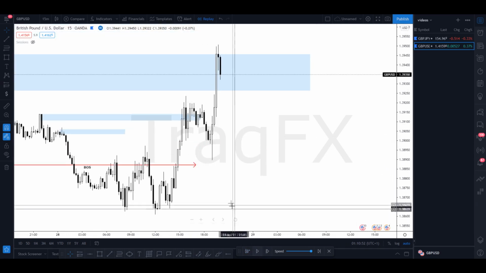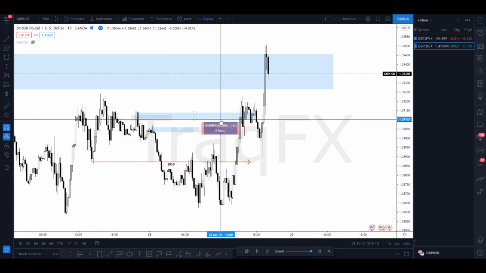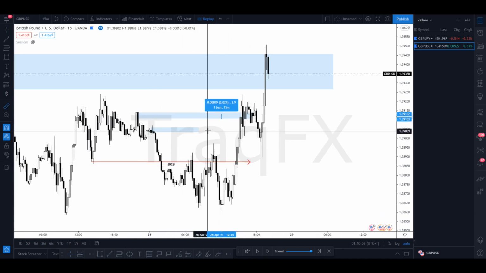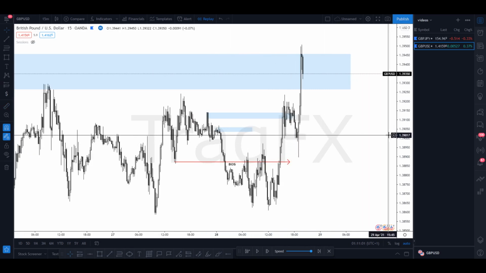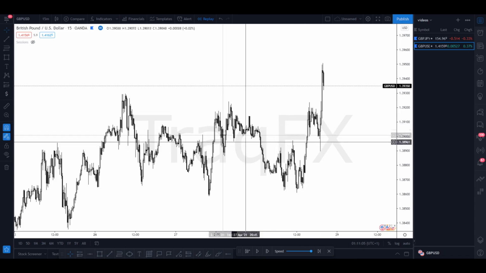Okay. So 15-minute wise, we would have got stopped out on both of these, right? But once again, our stop loss is nothing crazy. It's just 2.5 pips, 1.5 pips. That's fine. At the end of the day, whatever, it's fine. So we'll delete all this and then we'll just look at what price did now.